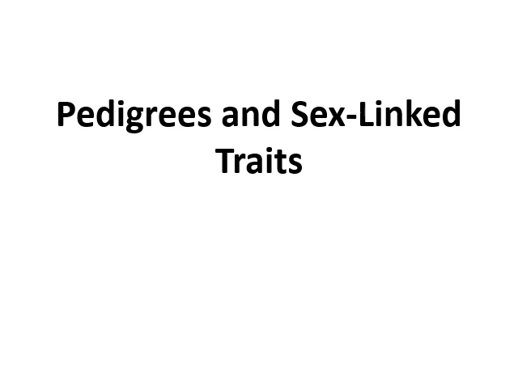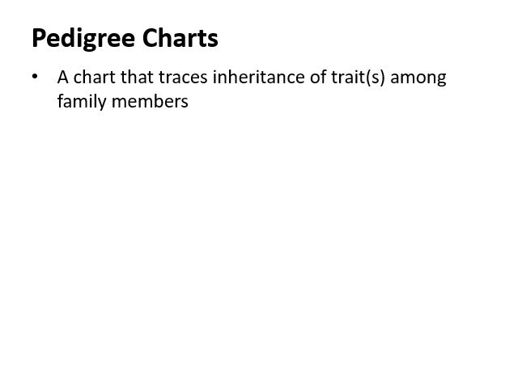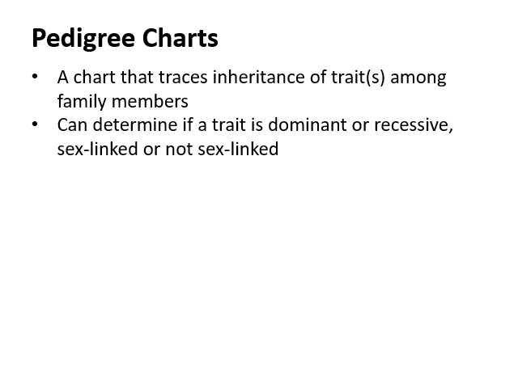Pedigrees and sex-linked traits. So pedigree charts are essentially a way of tracking inheritance through generations and looking at the family members from one generation to the next and tracking their characteristics. With these, we can determine if a trait is dominant or recessive or sex-linked or not sex-linked, and we'll talk about what that means in a second.